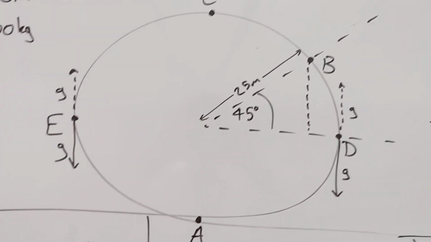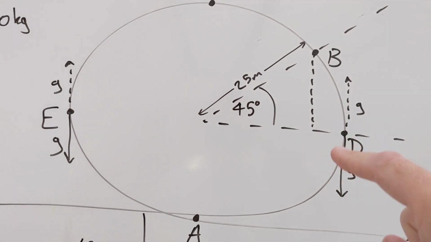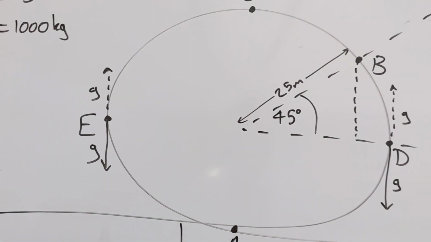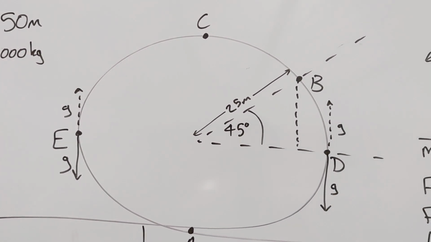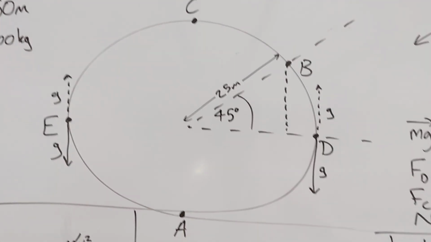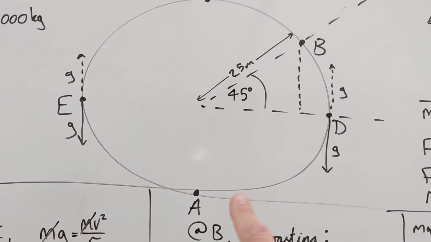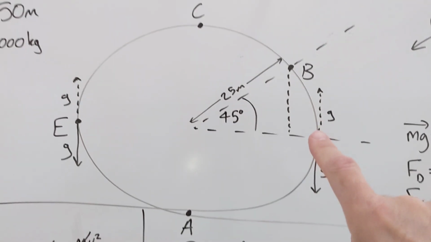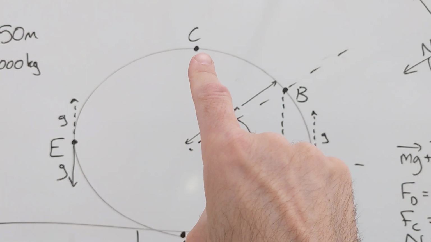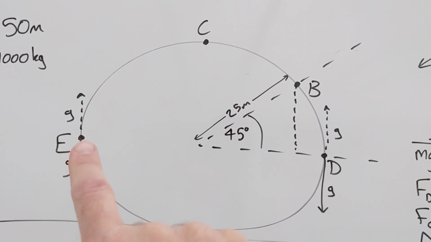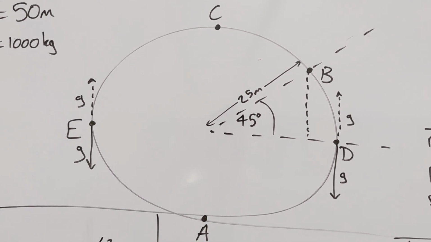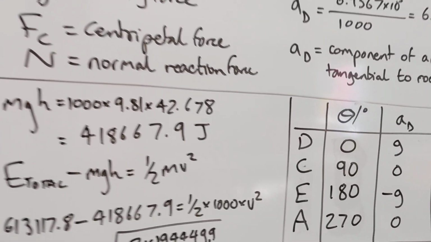So what we essentially have is, if we consider positive to be the direction we are moving and negative to be the opposite direction, so we're looking at this scalar acceleration where negative is a deceleration, what we're going to get is at A, 0, at D, g, forwards, this is what the engine has to provide, at C, 0, and at E, negative g, is the opposite direction to movement, that's what the brakes are going to have to provide. So I did a quick table.